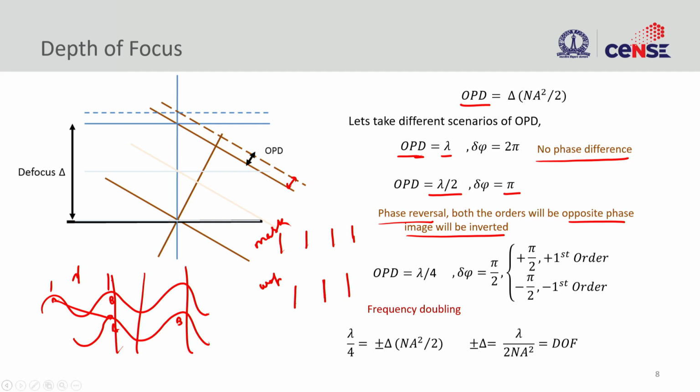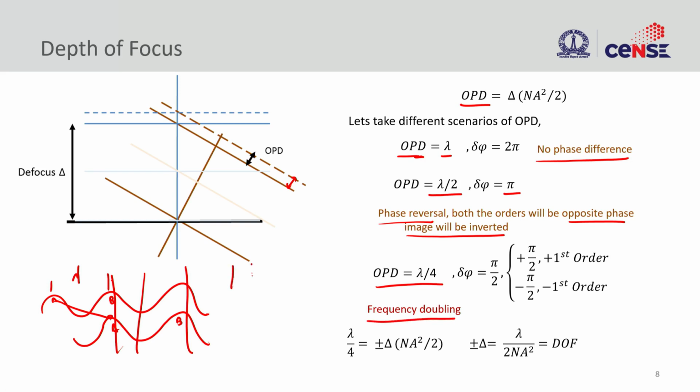And let's look at the other case. The other case is when your OPD is lambda over 4. In that case your phase difference is going to be plus or minus pi over 2. The pi by 2 is going to be your phase difference, and this actually is an interesting scenario where you will get a frequency doubling.